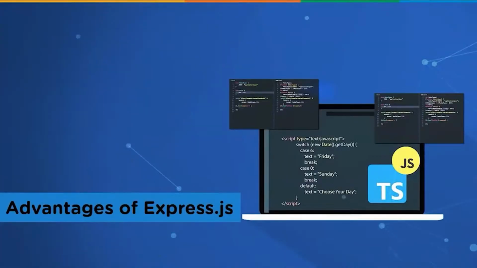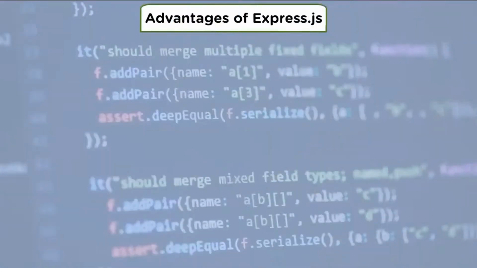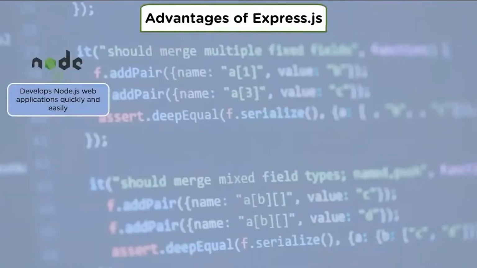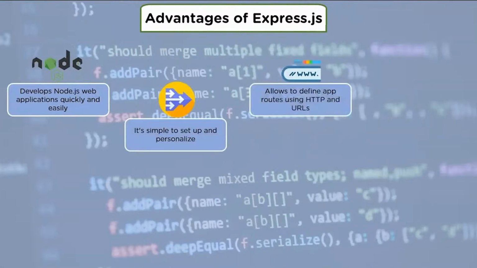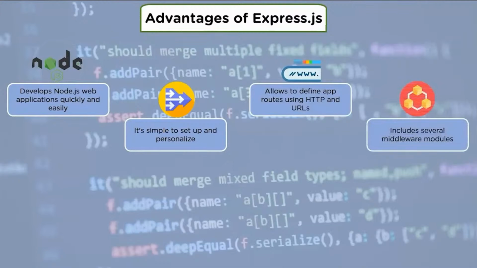Advantages of Express.js. Express.js makes developing Node.js web applications quick and easy. Express.js is simple to set up and personalize. It allows us to define application routes using HTTP methods and URLs. Express.js includes a number of middleware modules that can be used to execute additional request and response activities.